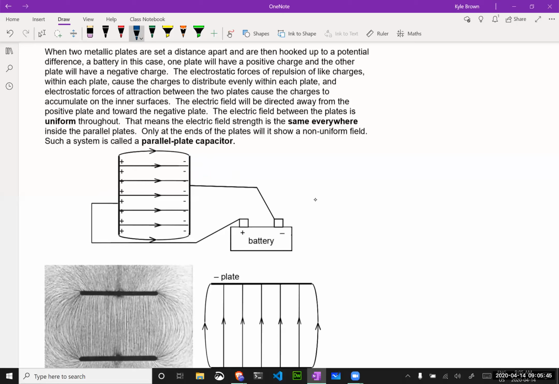That being said, here's a bunch of examples here. I'm going to do some examples in a second, so I'm going to skip those for now. Parallel plate and potential difference. All right, so again, we're going to do some examples and clarify some of that as well.